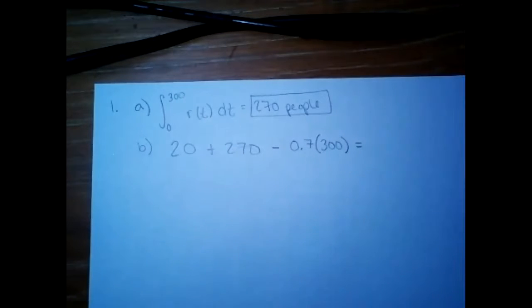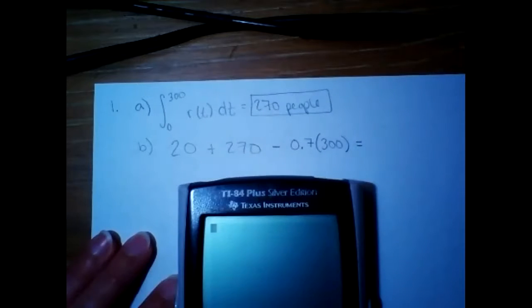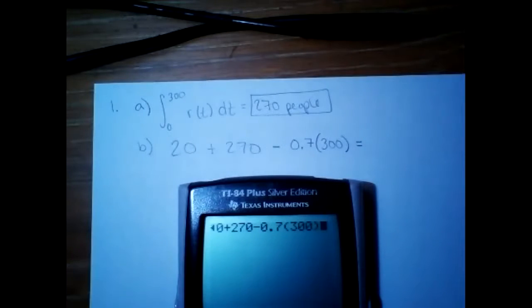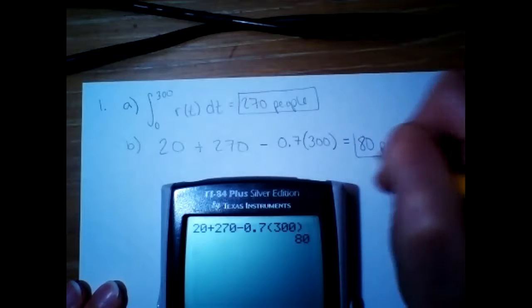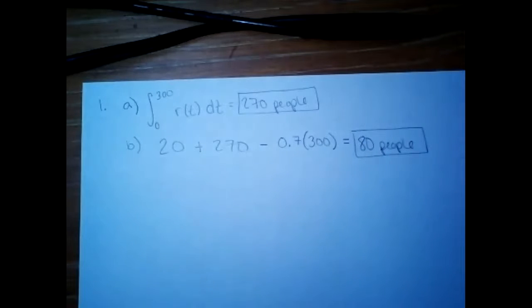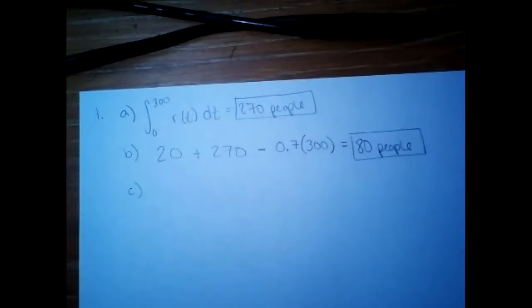I'm going to type that in, and this will give us how many people are actually in line at time 300. So we have 80 people. There are 80 people in line at time 300. This is one of these problems where we used part A in part B, and now we're going to use part B in part C.